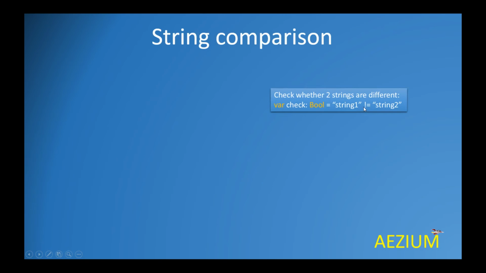Similarly, we could use the not equal to operator, and the outcome of this would be true if these two are different, and if they are the same, the outcome will be false.